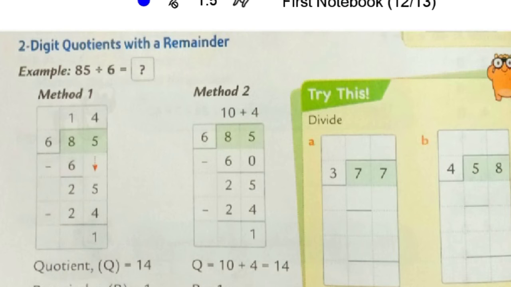Okay, so like this you will do the rest of the questions. I will give these in the worksheet below. Now let's move on to learn some more things. So here is our next topic, that is 2-digit quotients with a remainder. It means some long division. Till now we were doing easy divisions. Now we will learn a little bit tougher division.